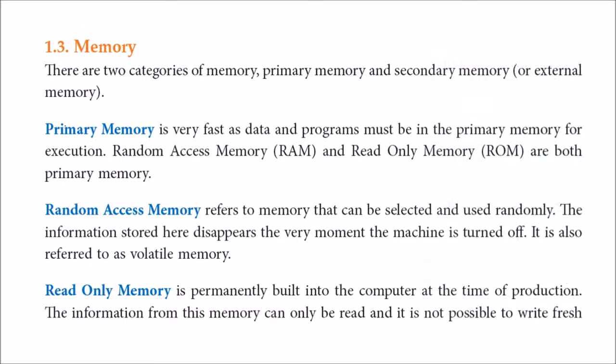Processor is done. Real quick, memory. There are two categories of memory if you divide them broadly. First is primary, second is secondary. You also call secondary the external memory. Primary memory is very fast because the data and programs have to be in primary memory for execution.